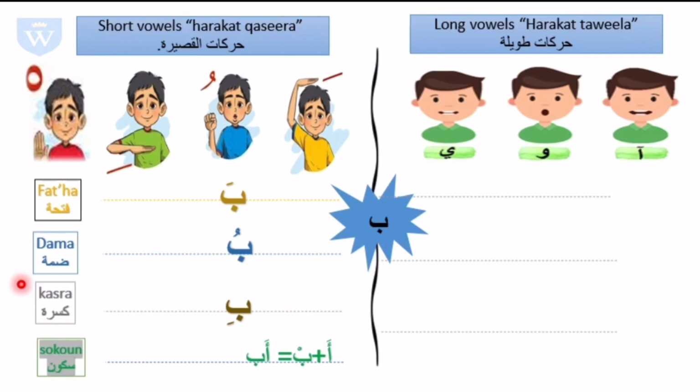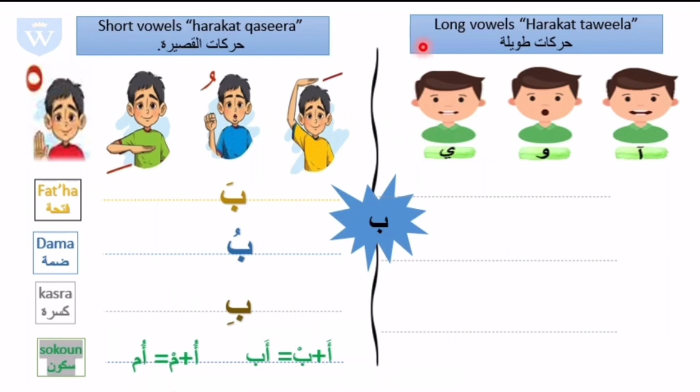The sukoon couldn't work on one letter. It has to join with the letter that comes before. So if you look here, we have to add a letter before the sukoon. For example, alif plus ba equals ab. Ab means father. So sukoon can't be used at the beginning of the word. It can only work in the middle or at the end of the word. Another example here, and it means mother.